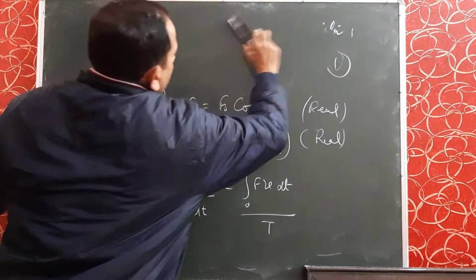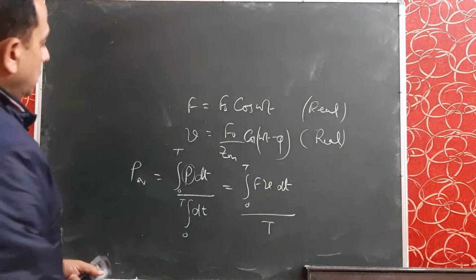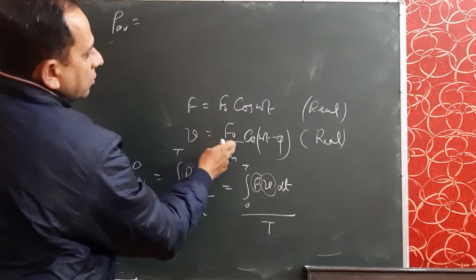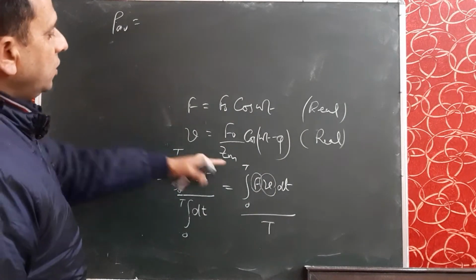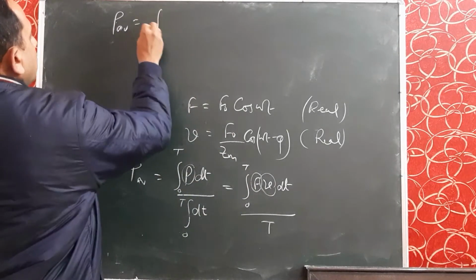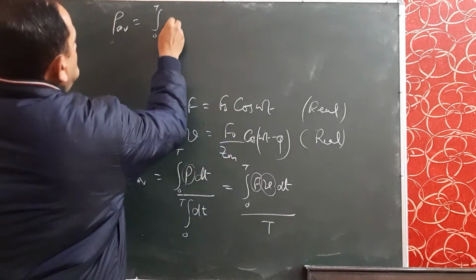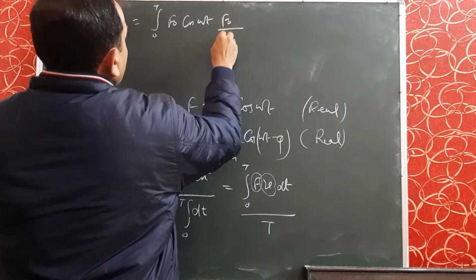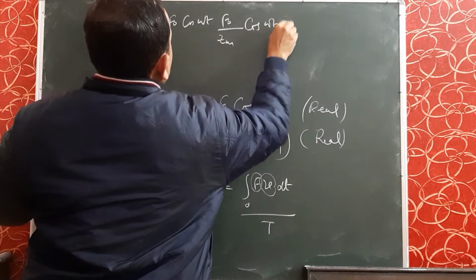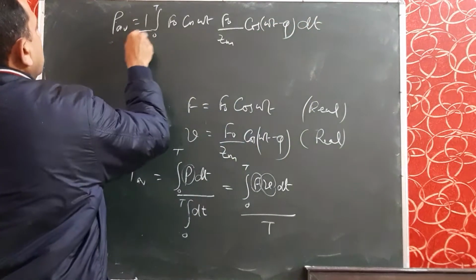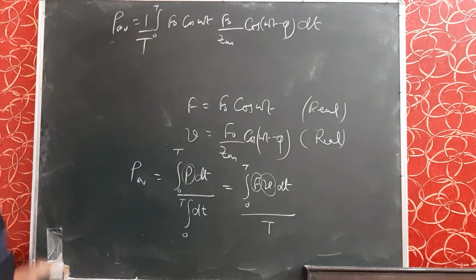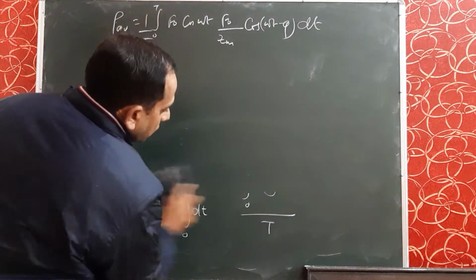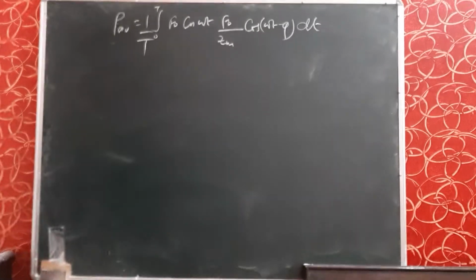Now, we will put the values of force and velocity, the real components of force and velocity, here, and it will become the integral from 0 to T. The force means F naught cos omega t into the velocity, F naught over Zm cos of omega t minus phi, into dt, and 1 by T is written outside the integral. This is average power.